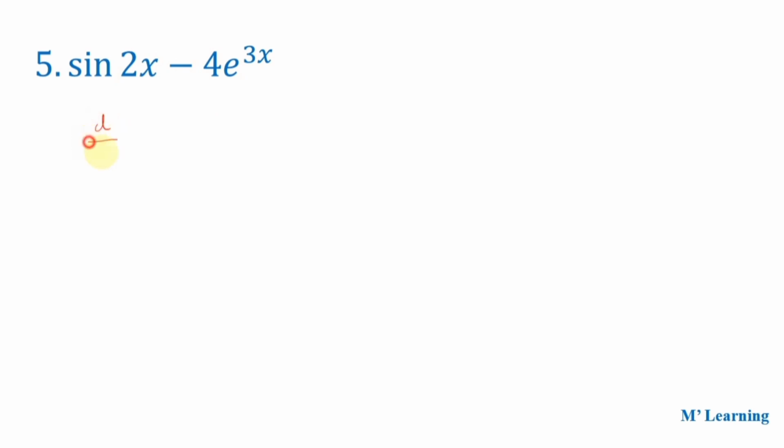So d by dx of sin 2x minus 4 e to the power 3x. Again we just have to see what has sin 2x as its derivative. Sin 2x is basically sin x, and sin x is the derivative of cos x. So in its place, for instance, we will write cos 2x. Minus e to the power 3x: what has e to the power 3x as its derivative? The derivative of e to the power x is e to the power x only. So we will write this only.